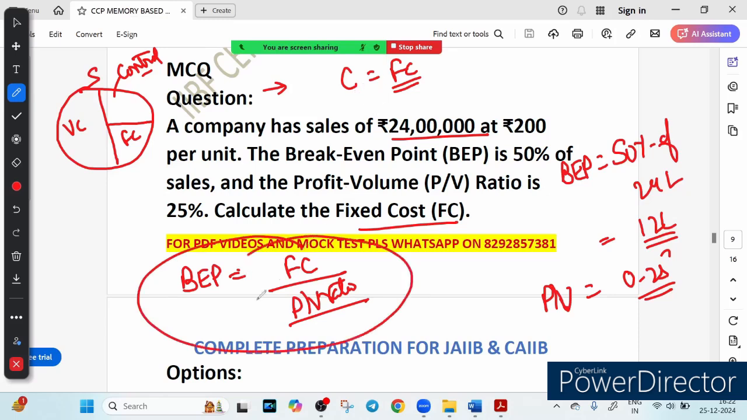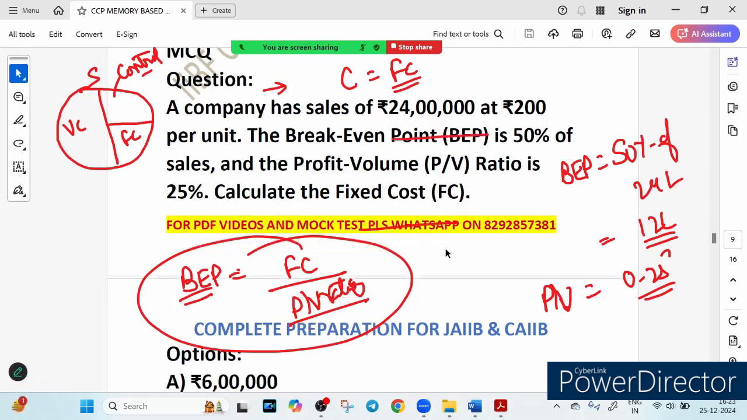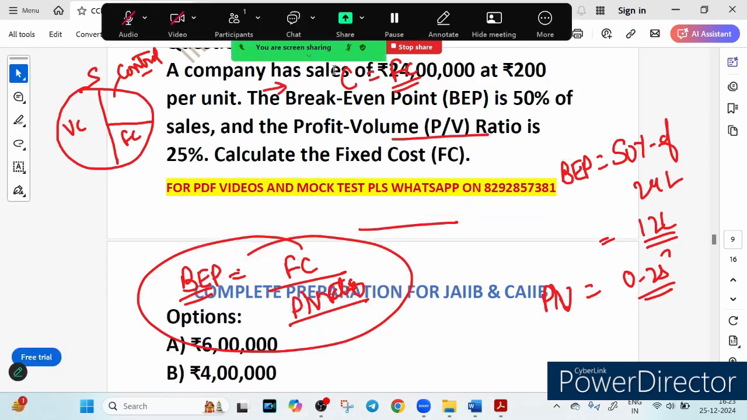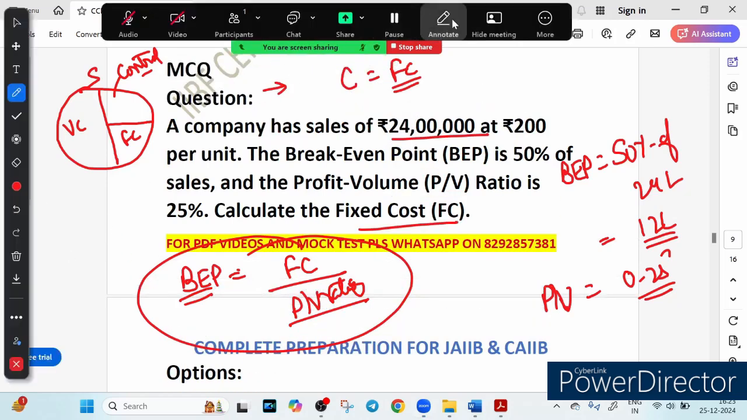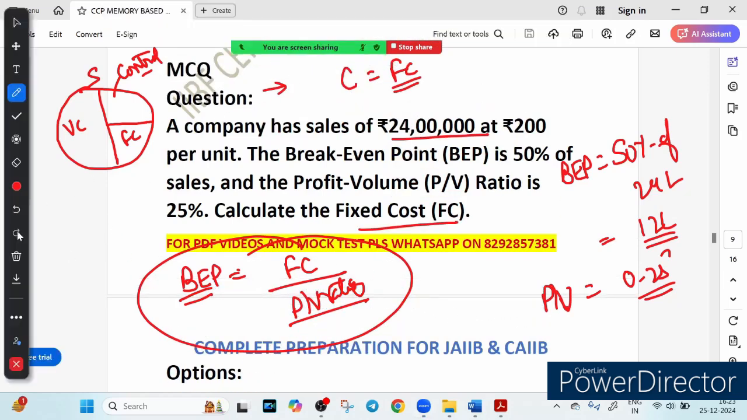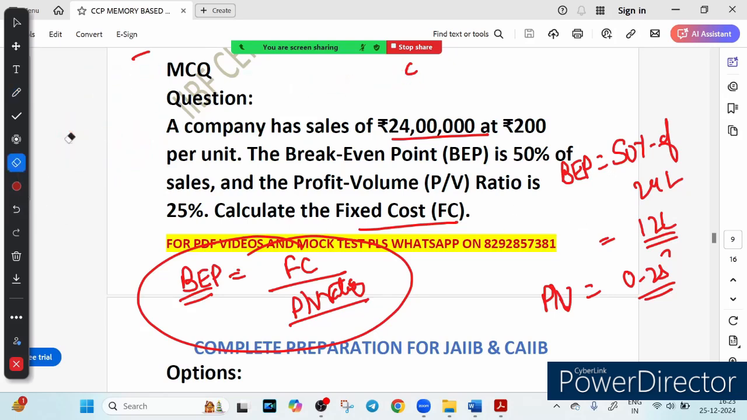Instead of contribution, you can write BEP times P/V ratio. BEP is nothing else but the number of units, and P/V ratio means profit volume ratio. This is how this formula came, and now you just have to substitute the values. We have got BEP 12 lakh. Let me erase this, and I will do the calculation here.